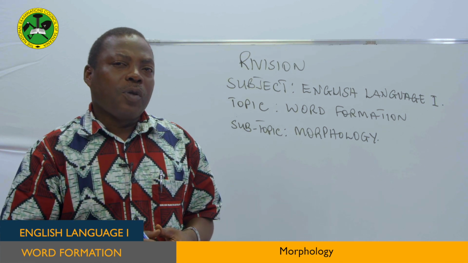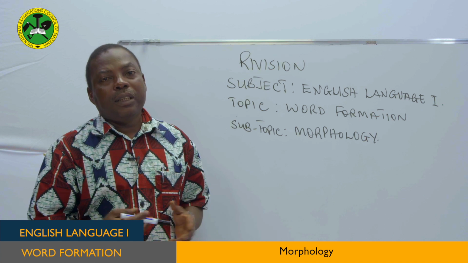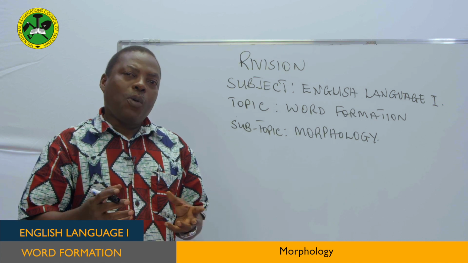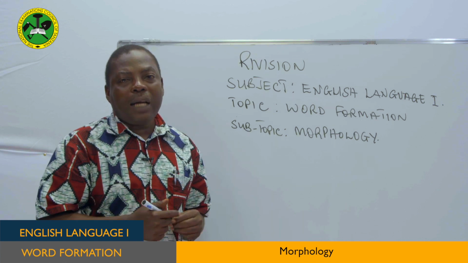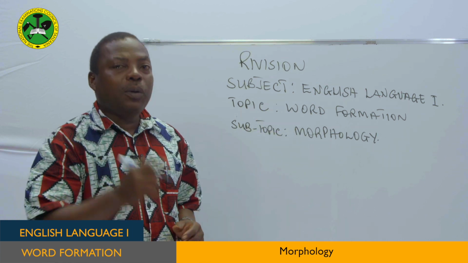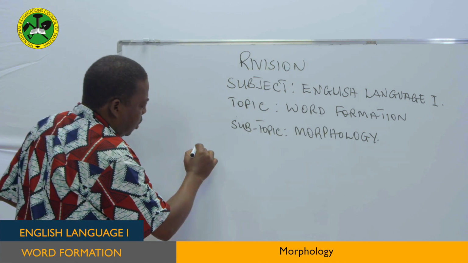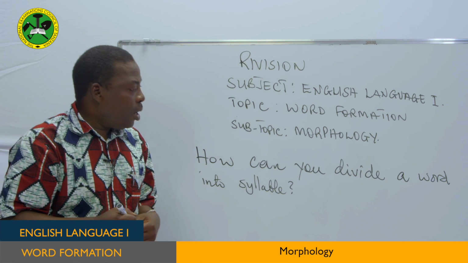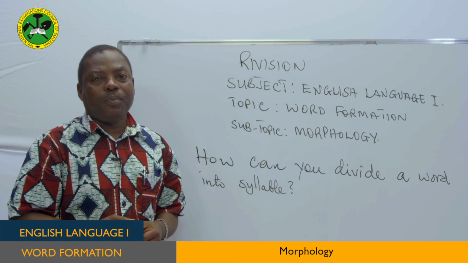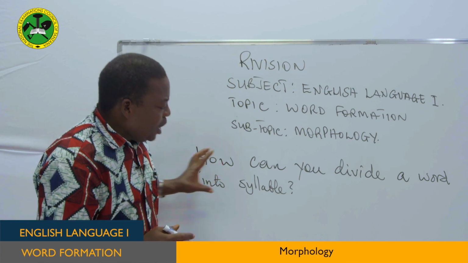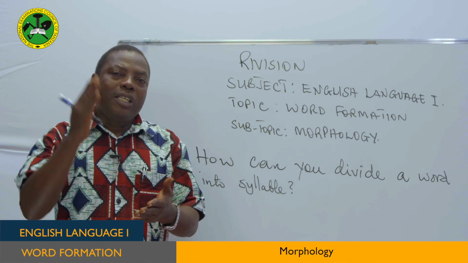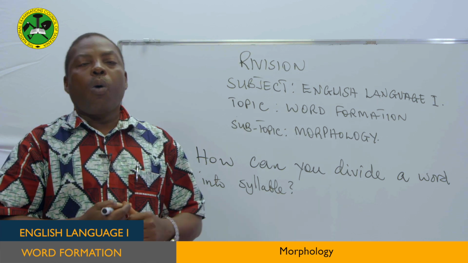In this lesson, we'll be guided by a question that we'll be trying to respond to in relation to morphology. The question reads, how can you divide a word into syllables? This question needs us later on to know and see how a word can be broken into small pieces.